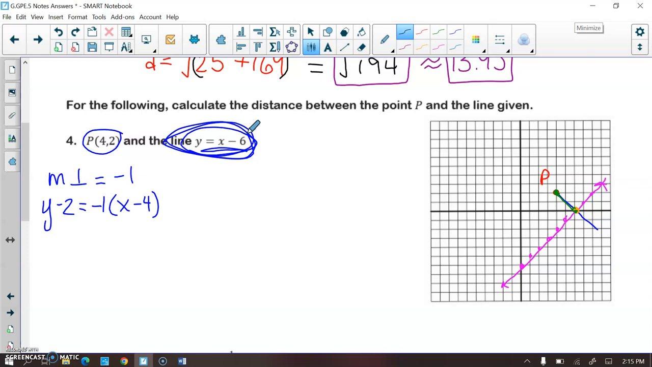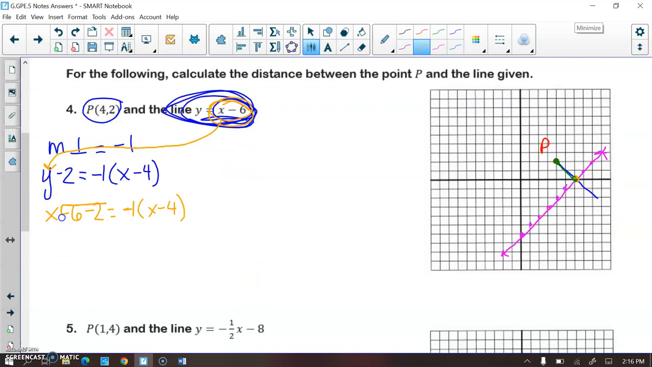In order to do that, since y equals x minus 6 in this equation here, I can take that x minus 6 and substitute it in for y in my other equation. So I have x minus 6, and then I have that minus 2 is equal to -1 times x minus 4. And now I'm going to solve this equation for x. So combining like terms, I have x minus 8. Distributing this -1 in, I have -1x plus 4.